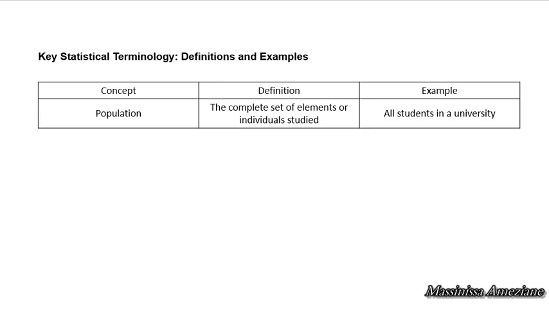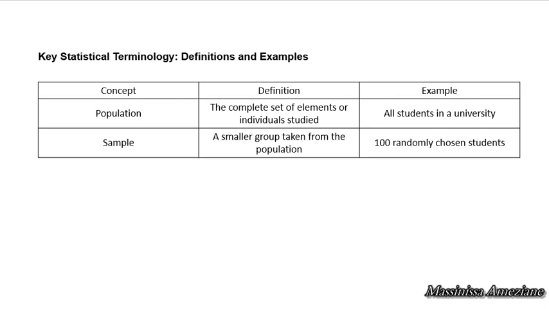So let's see the basic statistical terminology, definitions, and examples. The first concept in statistics is the population. It is the complete set of elements or individuals in this study. A good example for this: imagine all students in a university. This represents the population, all the students.